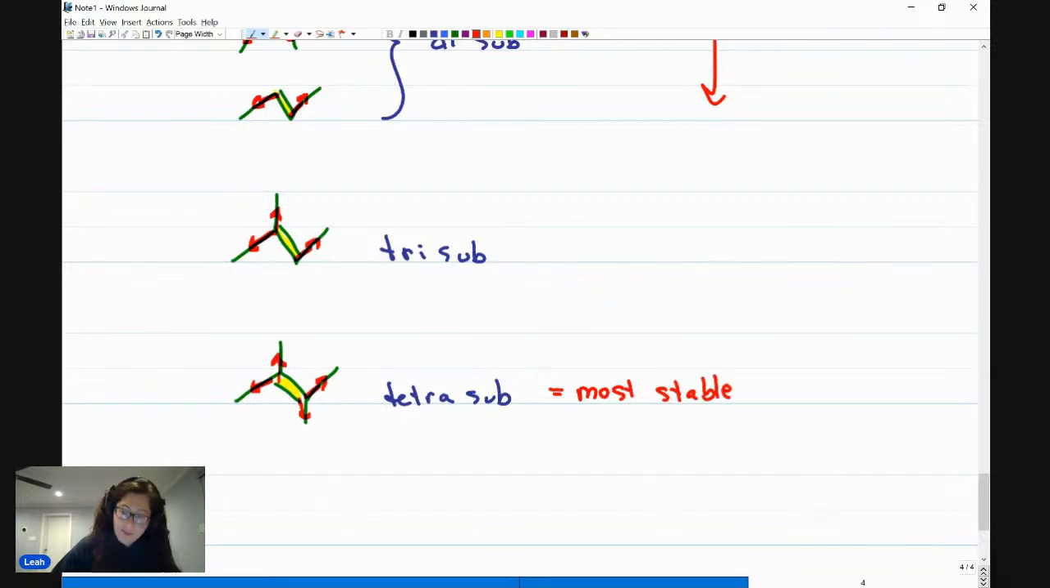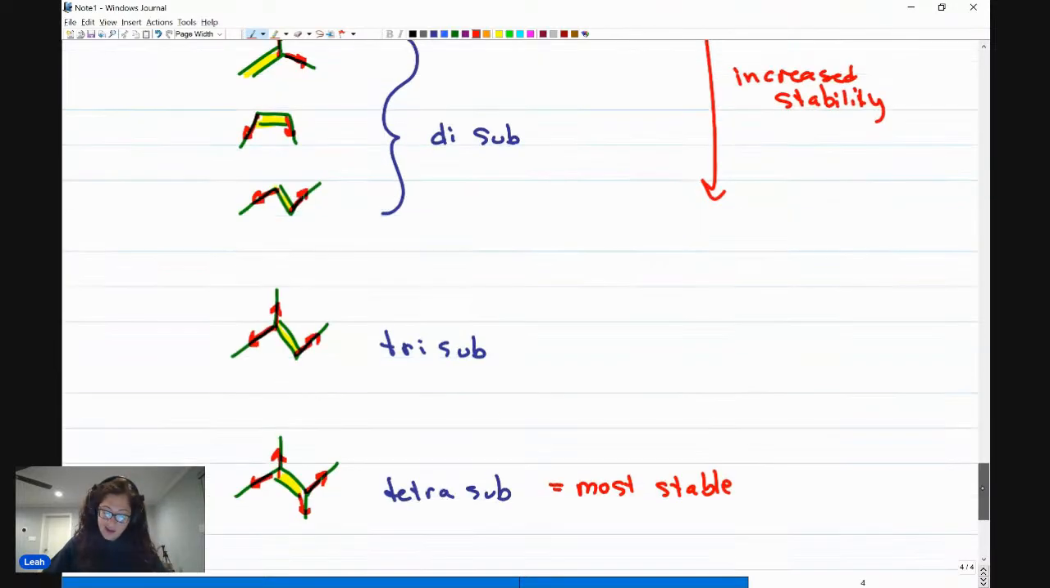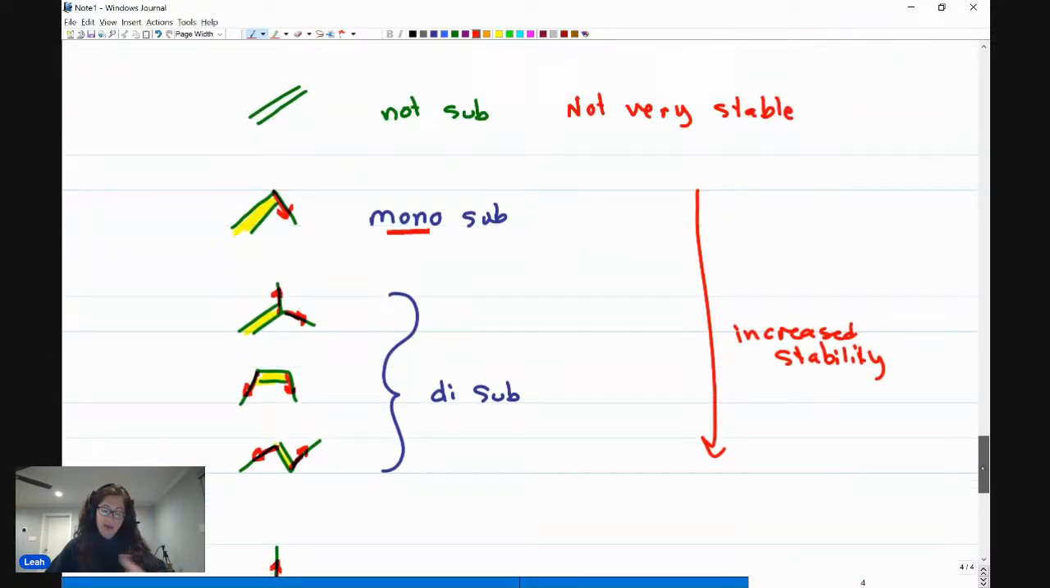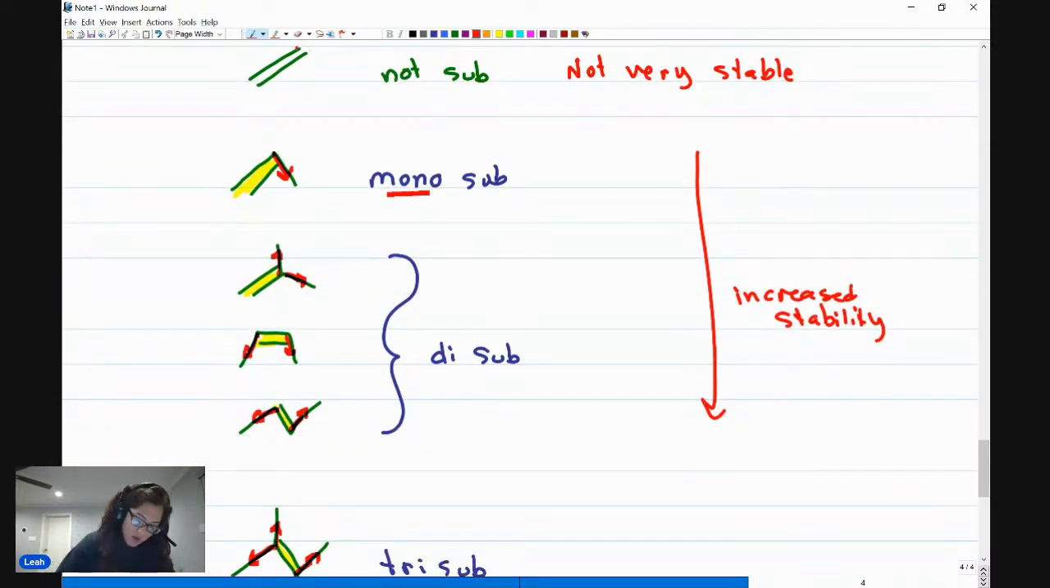Let me know in the comments if you memorized the concept of Zaitsev's rule and you're ready to understand it now from a logical perspective. If we are looking at many, many different pi bond options, where the lower down we go on this table, the more stable it is.